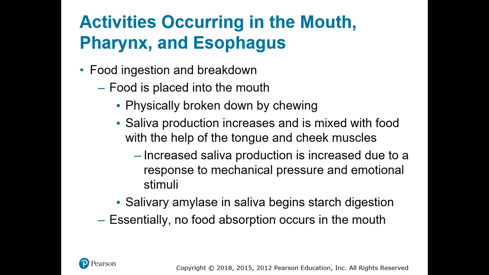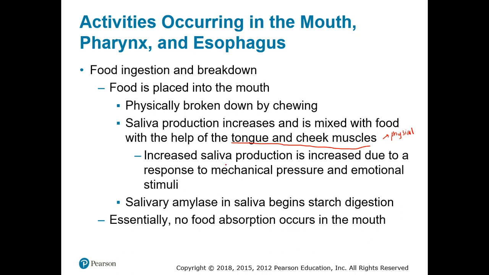Now let's focus specifically on activities occurring in the mouth, pharynx, and esophagus. If we talk about the overall function of food ingestion and breakdown, ingestion, remember, is placing food into your mouth. Again, it's physically broken down through chewing, but it's also chemically broken down at the same time by mixing in saliva and moving it around with your tongue and cheek muscles. Tongue and cheek muscles are more of a physical breakdown, whereas saliva is going to be chemical.